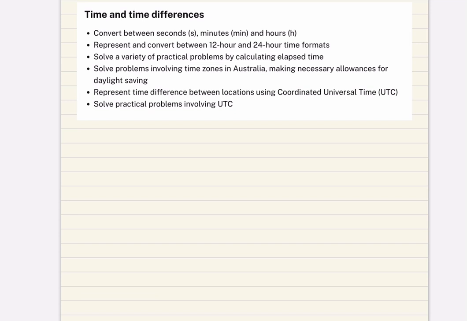But if we start with time and time differences, the dot points are to convert between seconds, minutes, and hours. So that's very straightforward. You should already have a decent idea of how to do that, but I'll explain that. Next is to represent and convert between 12 and 24-hour time formats. So you might have 1 p.m. or you might have 1300. They're the difference between 12 and 24-hour time formats. So I'll talk about how to convert between them.